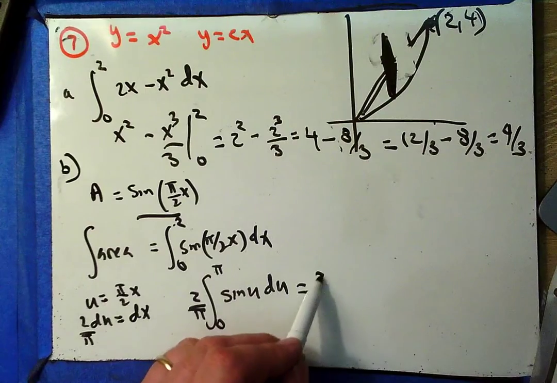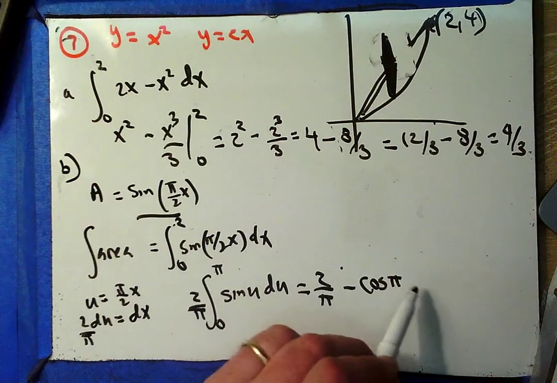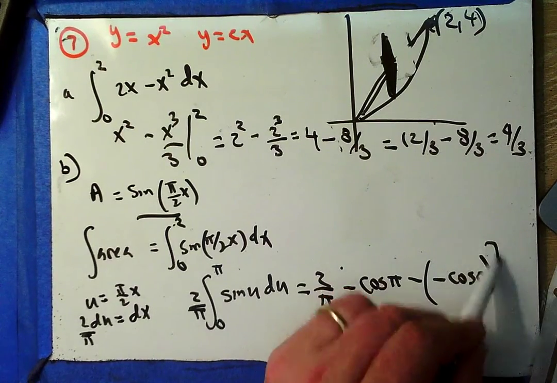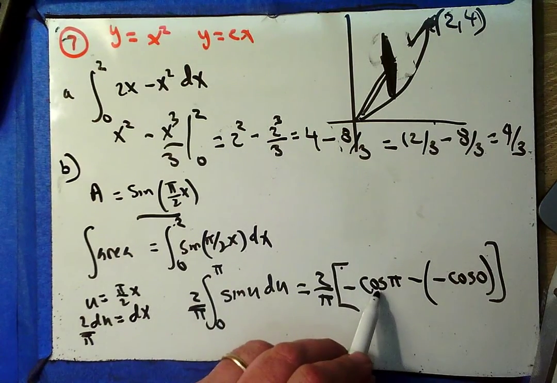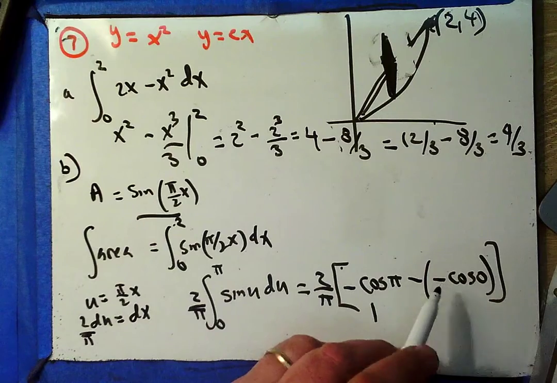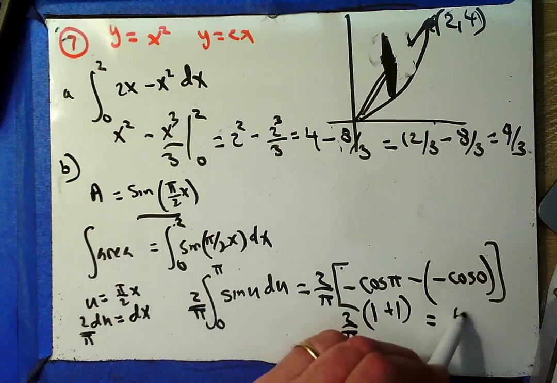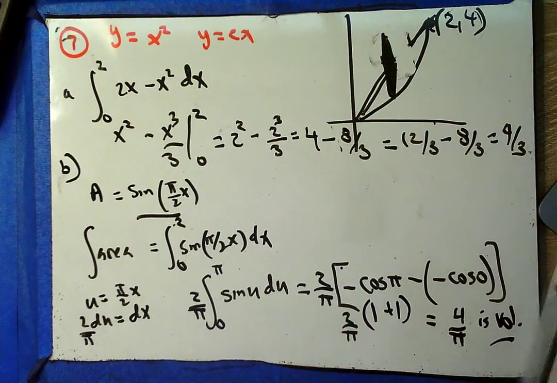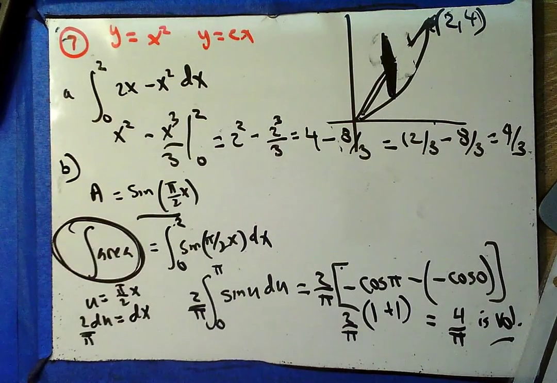The antiderivative of sine is minus cosine, and I want to go from minus cosine of pi to minus cosine of 0. And all of this, of course, is being multiplied by 2 over pi. Okay, cosine of pi is -1 with a negative out in front, that's 1. Cosine of 0 is 1. Minus a minus is plus, so I get plus 1. So I've got 2 times 2 over pi, which is 4 over pi, is the volume.